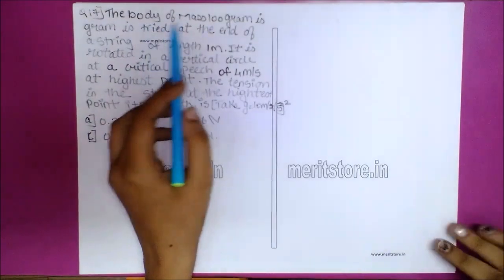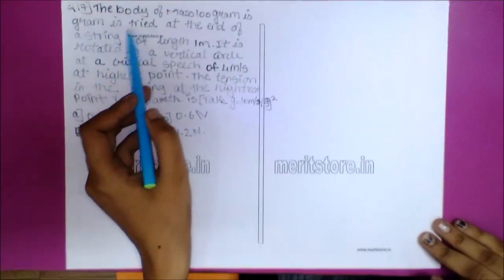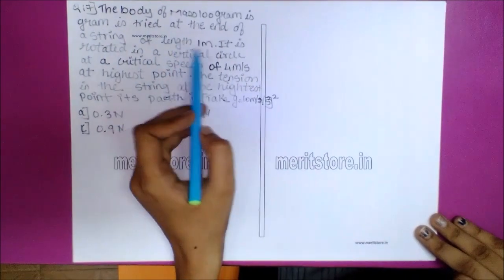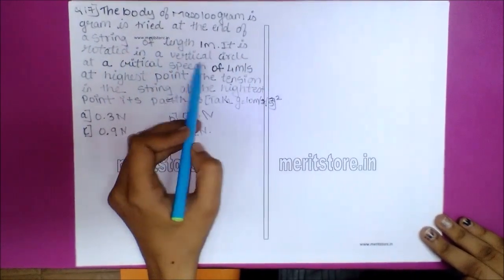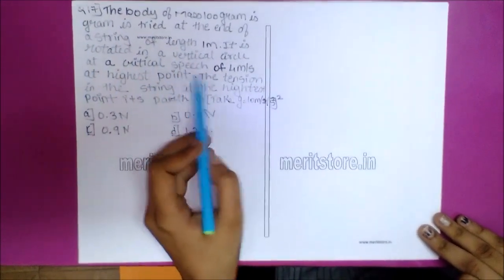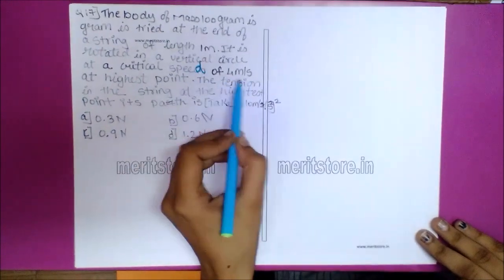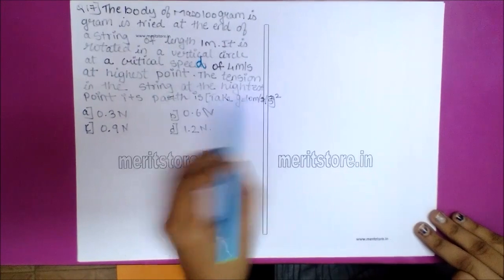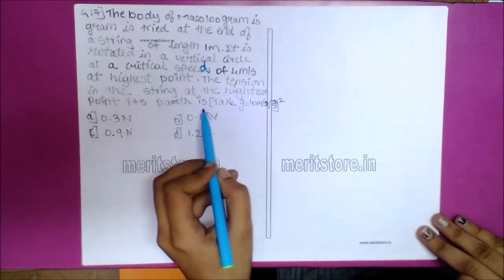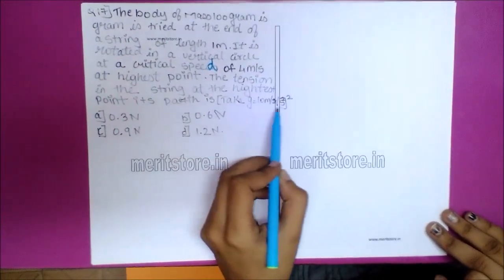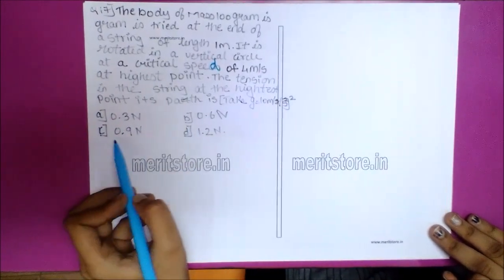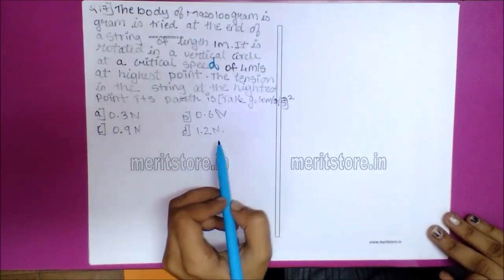Question 17. A body of mass 100 gram is tied at the end of a string of length 1 meter. It is rotated in a vertical circle at a critical speed of 4 meter per second at the highest point. The tension in the string at the highest point is, we have to take g as 10 meter per second square. A. 0.3 Newton, B. 0.6 Newton, C. 0.9 Newton, D. 1.2 Newton.